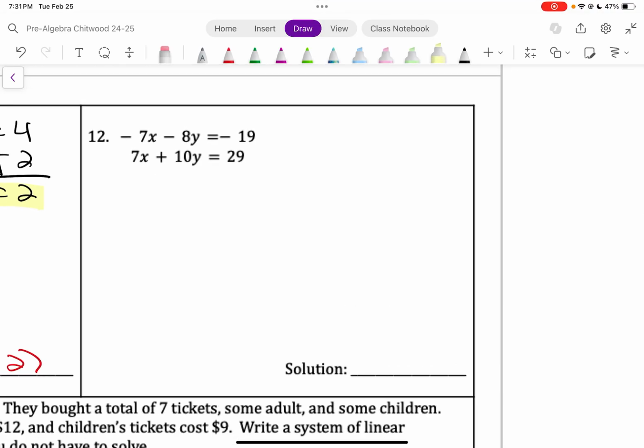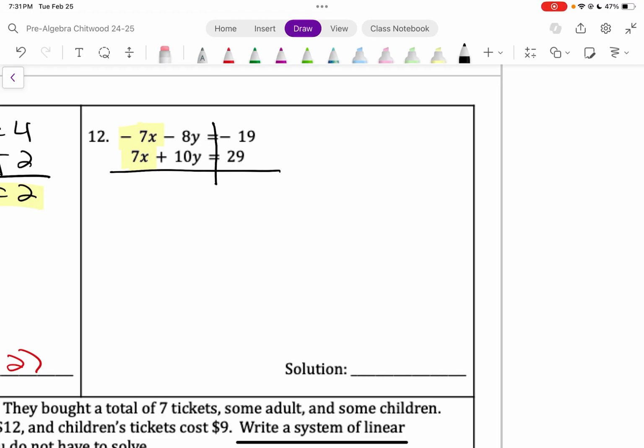All right, moving on. Again, I want to find the term first. Then I look at the signs of it to tell me if I add or subtract. 7x and 7x. I can eliminate that. 8y, 10y, I cannot. So I know I'm eliminating x. One is negative, one is positive. Different signs tells me I add. So I do not change anything with that bottom equation.